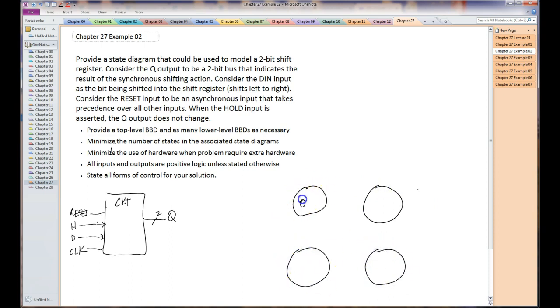So here are the states, and I'll just go ahead and label them. These are the 4 possible states associated with 2 bits, 2 squared, 4. Here they are. So we need to start filling in these inputs. Once again, there are many ways to start; I like starting with the easiest one. They all have a hold. The next thing is we need to consider the D input.